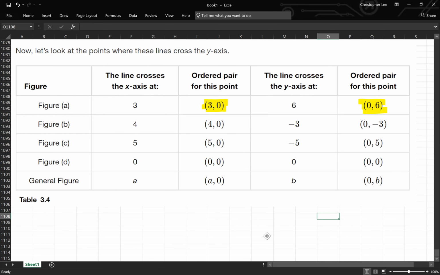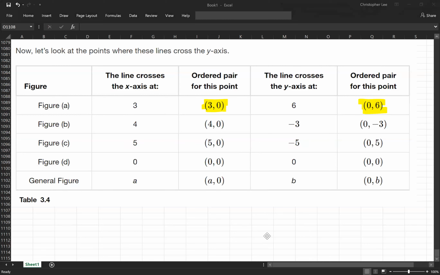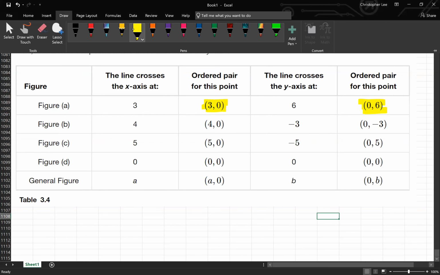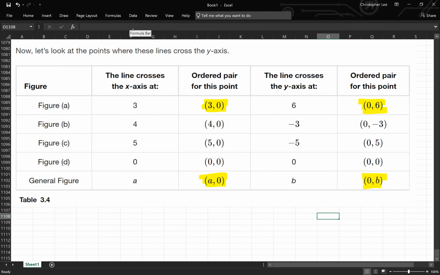I feel like we get that. Figure B, figure C, figure D, right? Some of you might notice this pattern right here that forms. You all see that? The x-intercepts cross the x-axis when y equals 0, right? The y-intercepts cross the y-axis when x equals 0, right? I don't know if you guys can see that pattern right there.